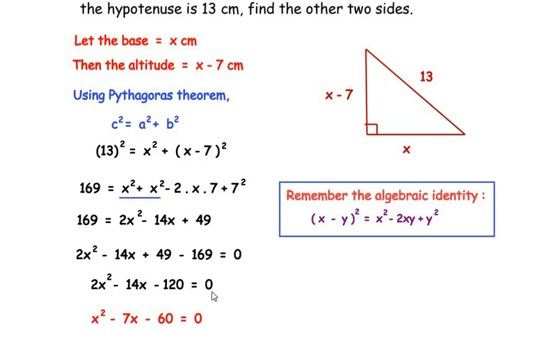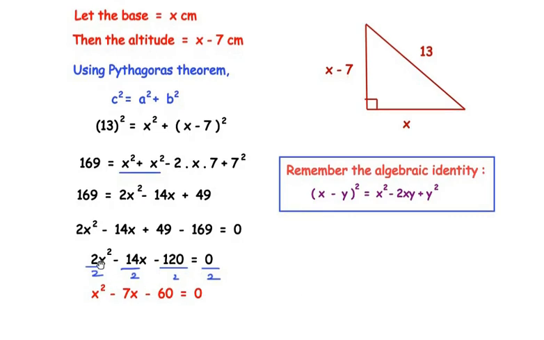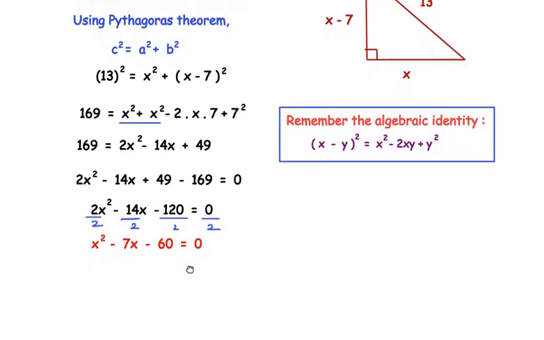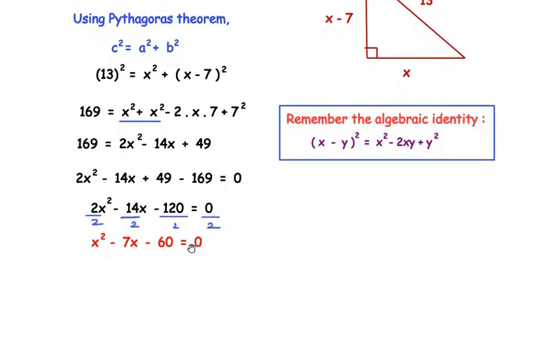Now in this equation all the terms are divisible by 2. So we are going to divide 2 by 2, 14 by 2 and minus 120 by 2 and 0 also by 2. So in the first term 2 divides itself, giving us 1x square. Now minus 14 over 2 gives us minus 7x, and minus 120 divided by 2 gives us minus 60 equal to, now 0 divided by 2 gives us 0 itself.